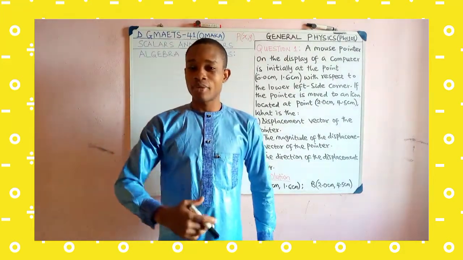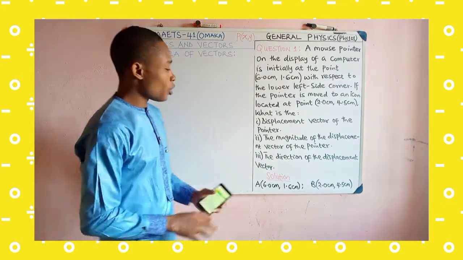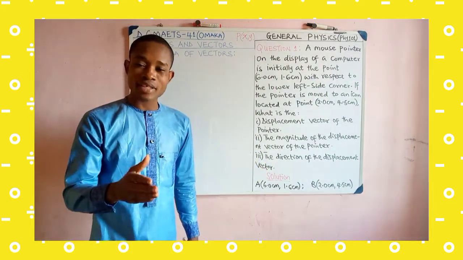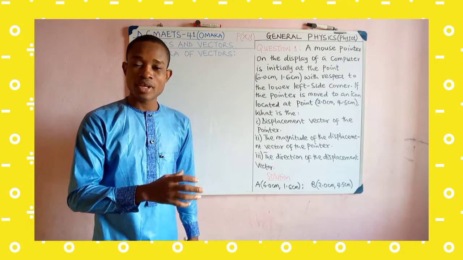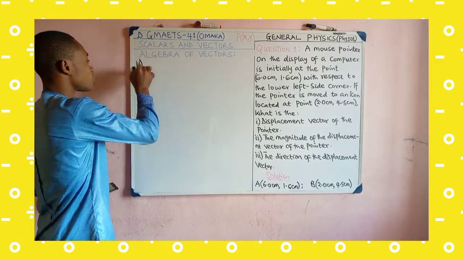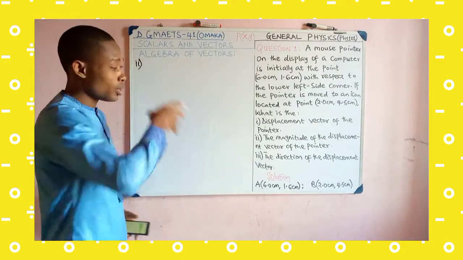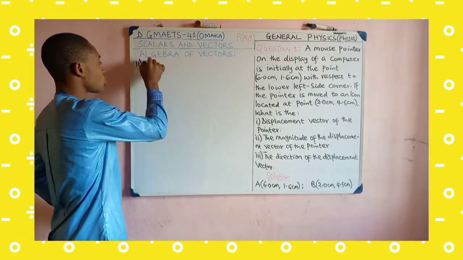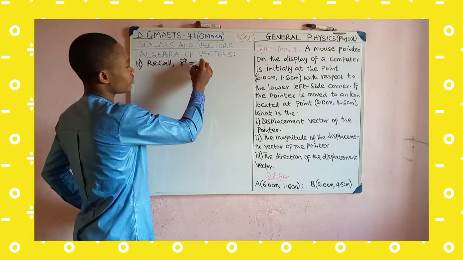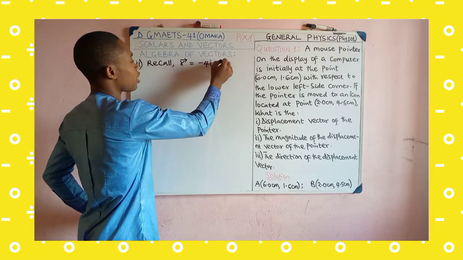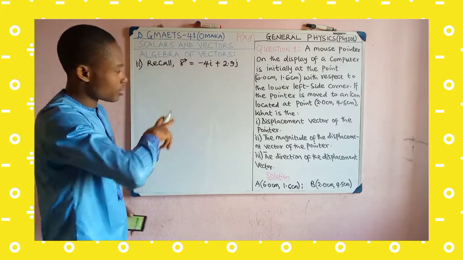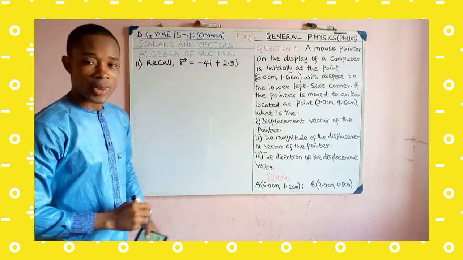You are welcome from the short break. Now I want to look at the second and third part of this question. I want to get the magnitude of the displacement vector of the pointer and of course the direction. But when we solved the first part of the question before the break, we obtained the displacement vector. Recall, we obtained the displacement vector to be minus 4i plus 2.9j. This was the displacement vector.